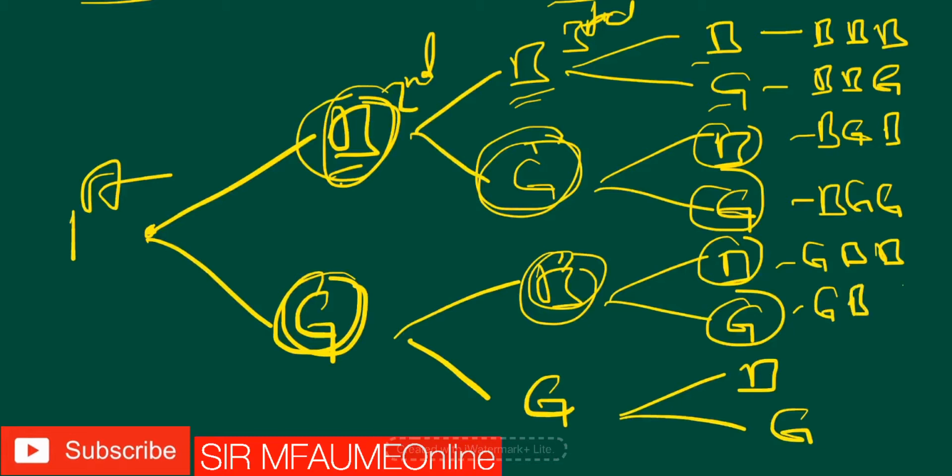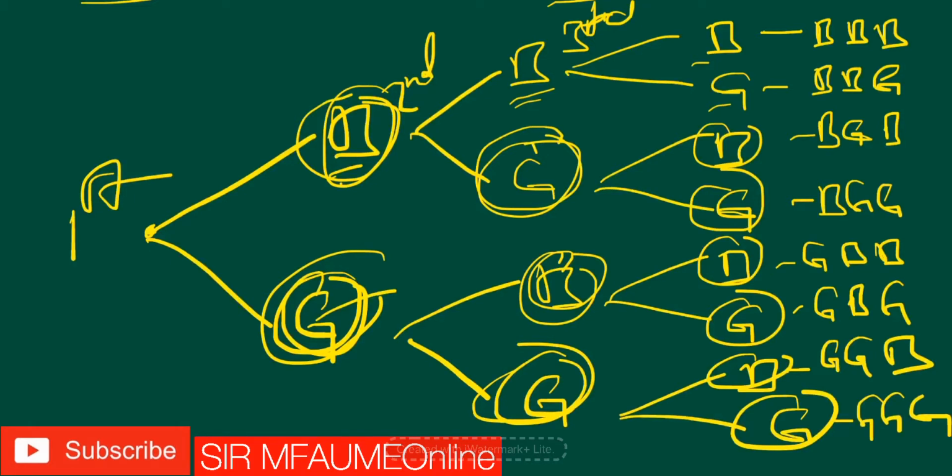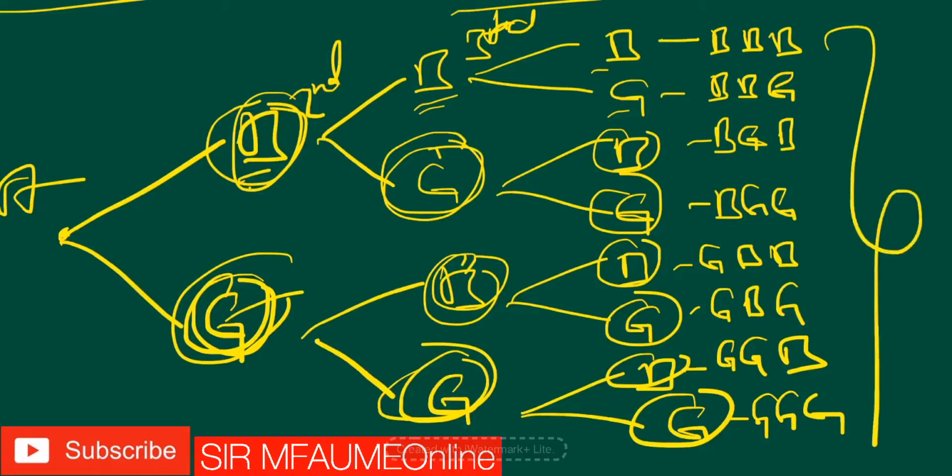Then this one will be girl, girl, boy. Then the last one will be girl, girl, girl. Okay, from there, I find that the set of sample space will consist of these elements. All of these are elements of the set of sample space, and this is what we call the tree diagram.